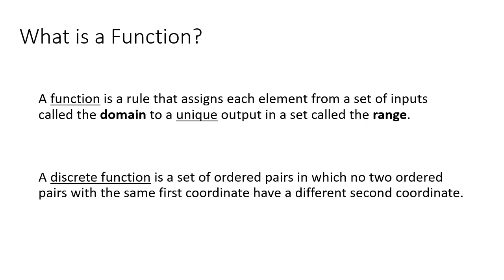To begin with, we're going to start by talking about what are called discrete functions. A discrete function is just a set of ordered pairs in which no two ordered pairs with the same first coordinate have a different second coordinate. So let's describe what we mean by that. A discrete function is just a list of ordered pairs. If you were to graph a discrete function, it would just be a bunch of dots. So let's say we have (2, 3), (4, 7), and maybe (6, 9).